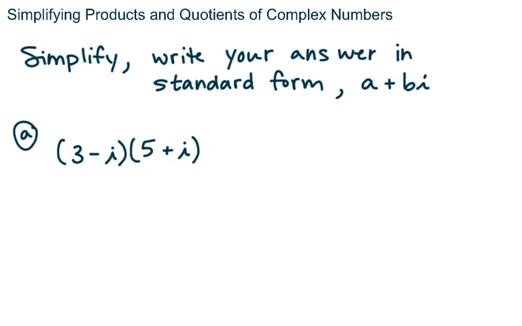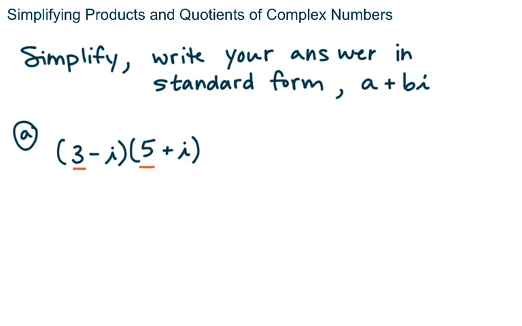Now we're going to look at simplifying products and quotients with complex numbers. So we're always going to want to simplify completely and make sure that we write our answer in standard form, which is given as a plus bi. We talked about that in the video which came before this. So when we look at multiplying here, we have a binomial times a binomial, and we said that we're going to treat i as though it is a variable x.